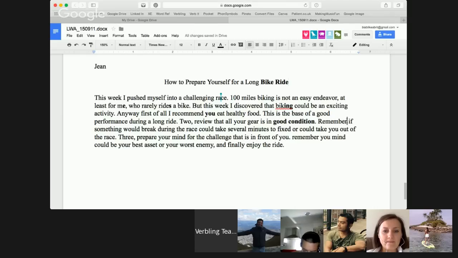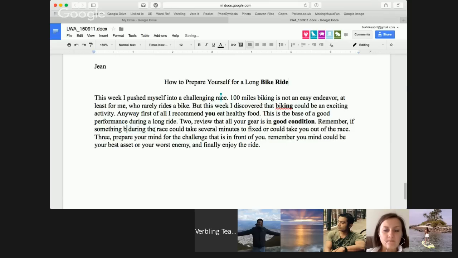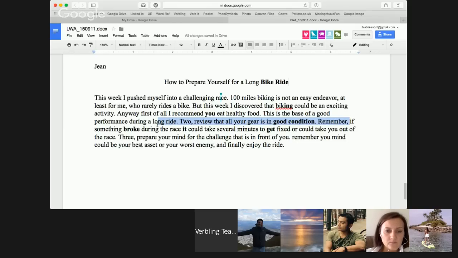Remember, comma, if something would break during the race. Aha, conditional. Not if something would break, if something broke. Second conditional, okay? So you use the past simple, and then you use it could, which is correct. It could take several minutes to get fixed or be fixed, or could take you out of the race. Very good. So you've got the if clause, and you need the past simple with the if clause, okay? If something broke, then you give me what would happen.